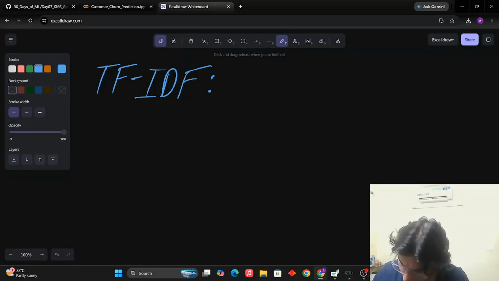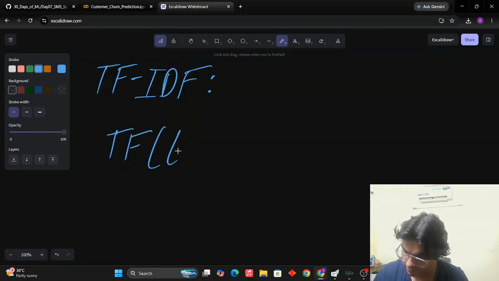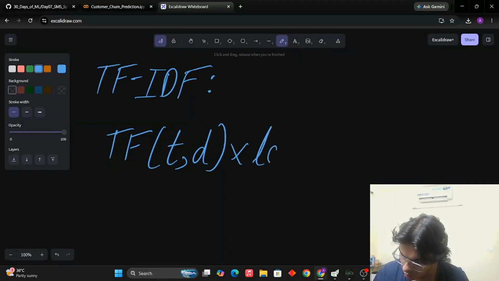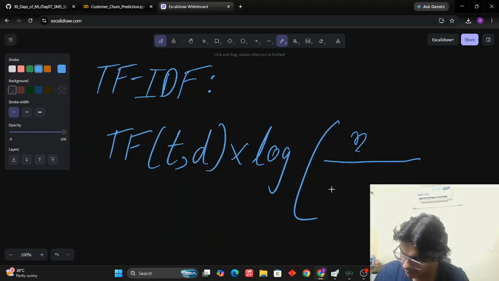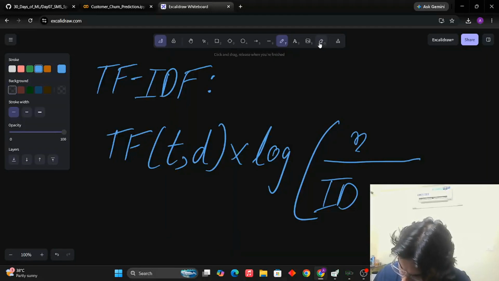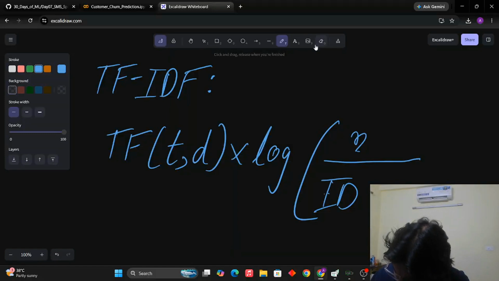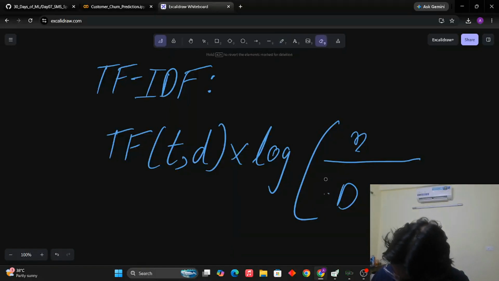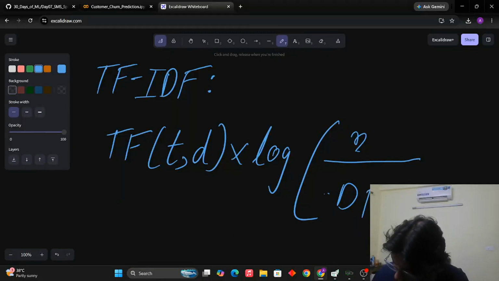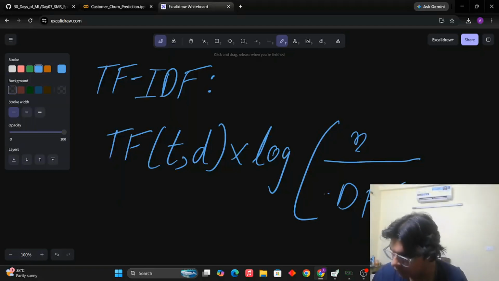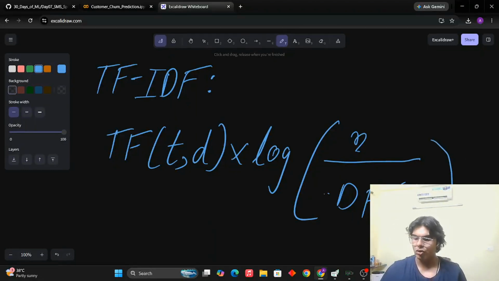So TF-IDF: TF of, let's say, T, and then D. I'll be explaining what these terms mean. Just let me write the formula first. Multiplied by log of N divided by DF of T. Okay. So now what is it truly doing?